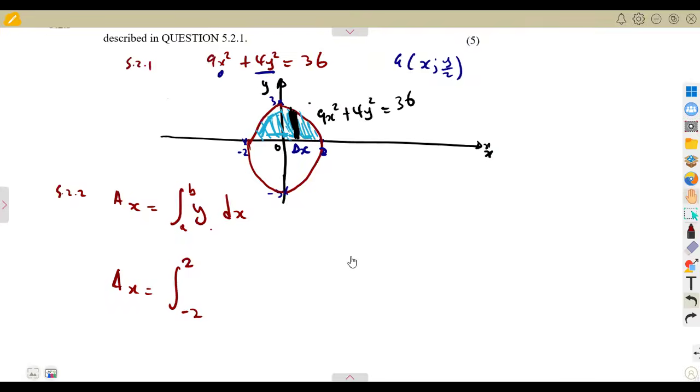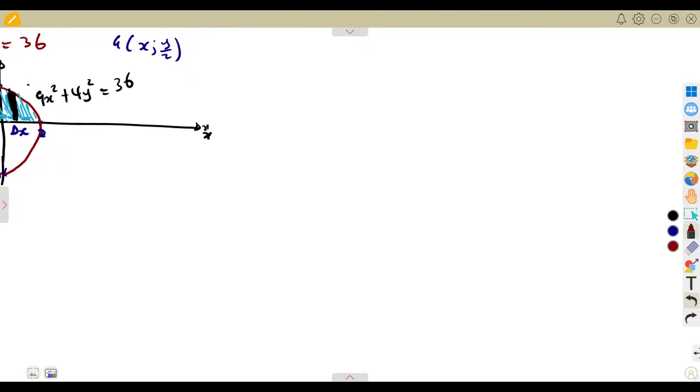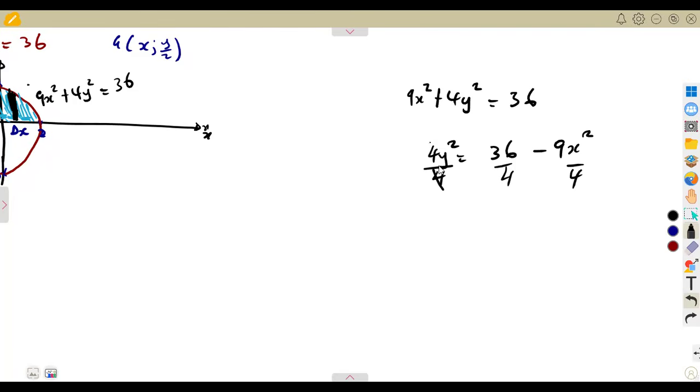So on this equation, I am going to make y the subject of the formula. 9x squared plus 4y squared is equal to 36. I need y as the subject. 4y squared is going to be equal to 36 minus 9x squared. So you can even divide by 4. So y squared is equal to 36 over 4, that is 9, minus 9 over 4 x squared.